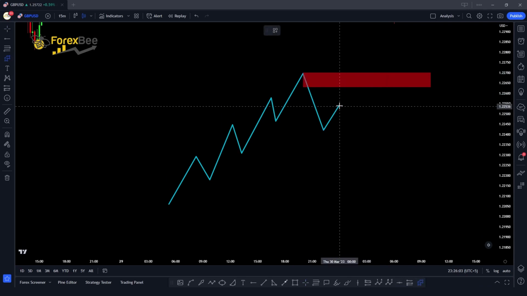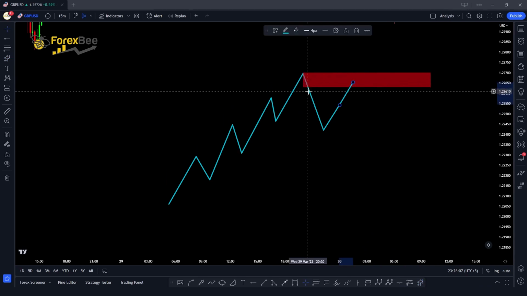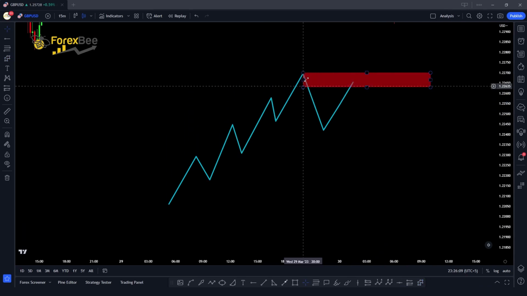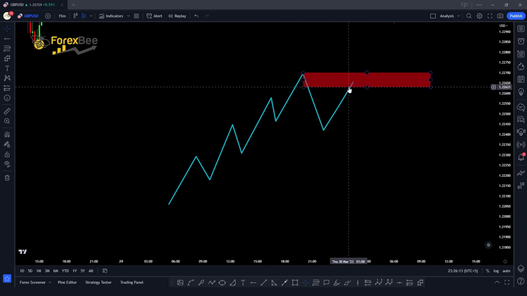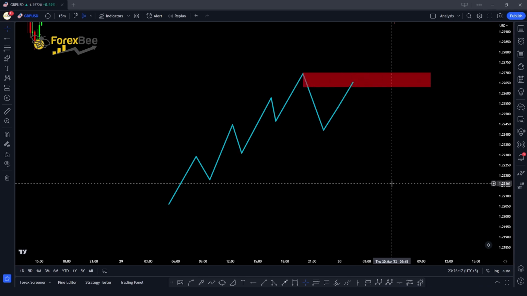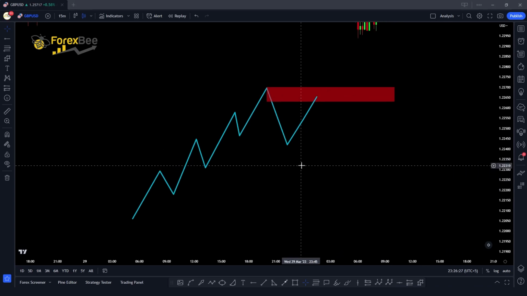And once it does, since this is a supply zone, because here the market changed its character, there must be a lot of sell orders that are pending. And once the market reaches this level, it will give a very impulsive bearish move, and we want to take that move to take profit in the market. Now let me just go ahead and show you in the examples how you can use it in your trading.